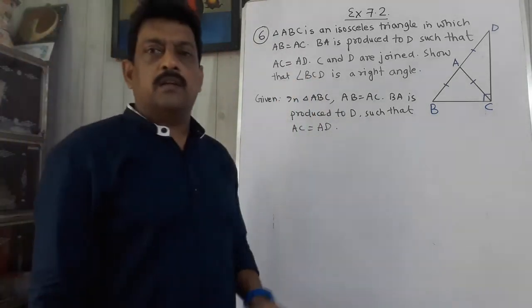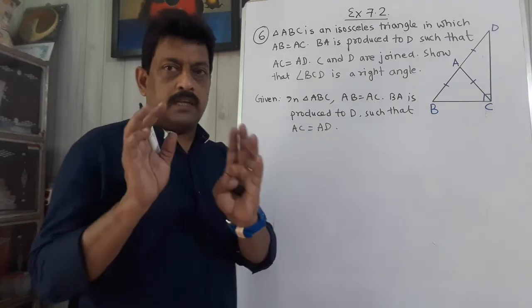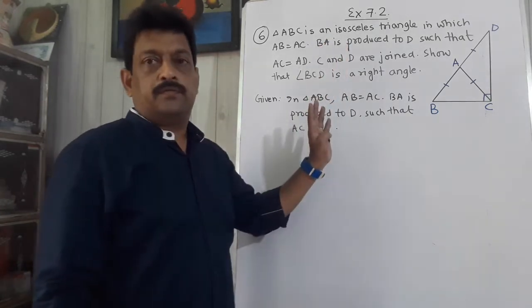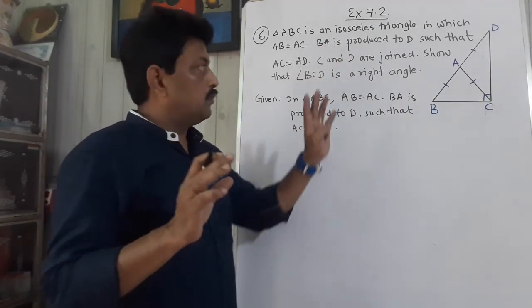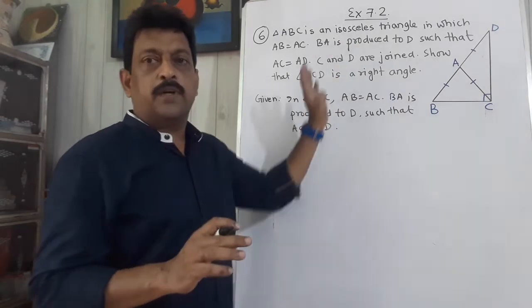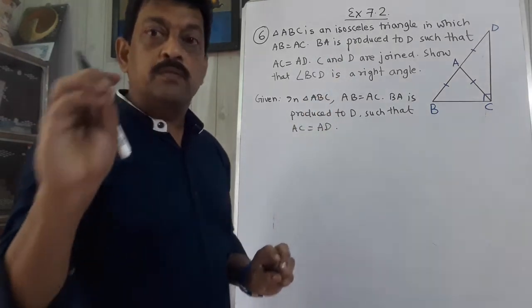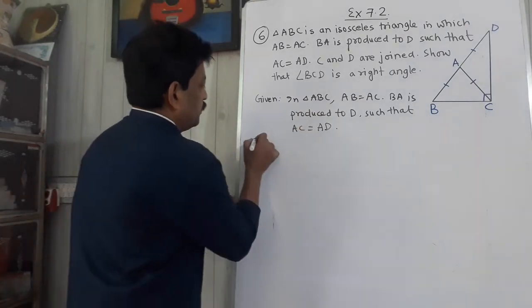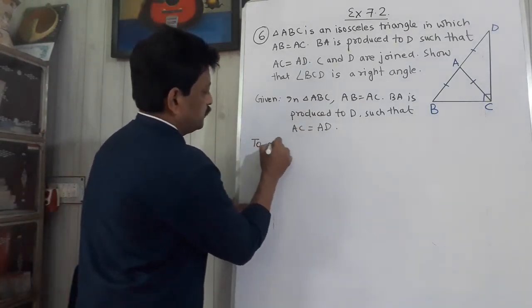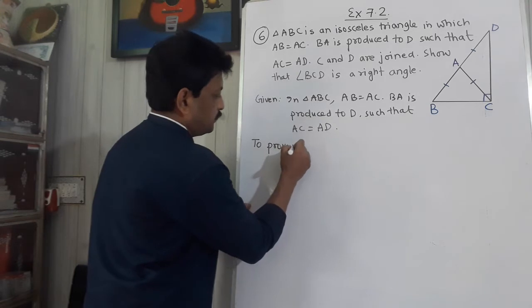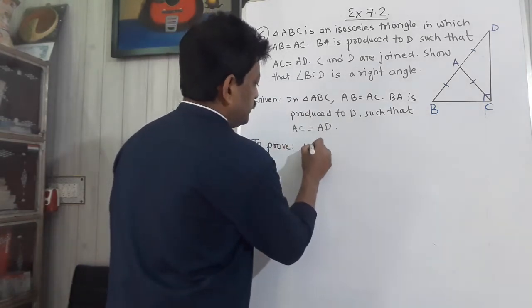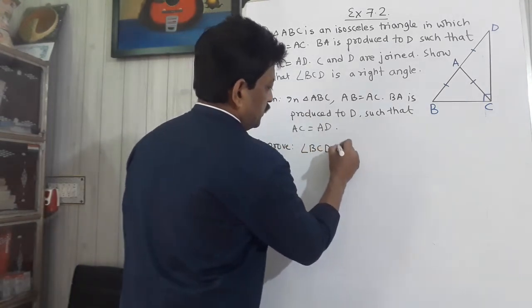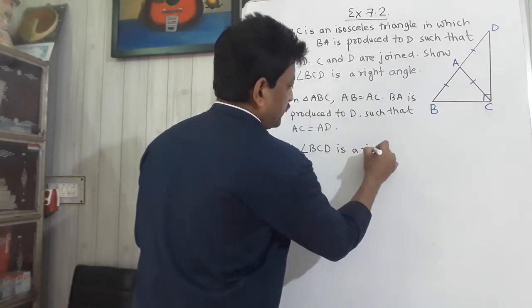Whenever you write the given part, just write down the summary of the question. The summary of the given part you should write more symbolically than in sentences. Okay? To prove: angle BCD is a right angle.